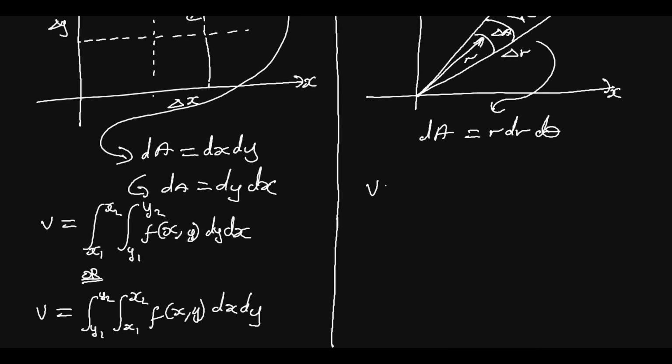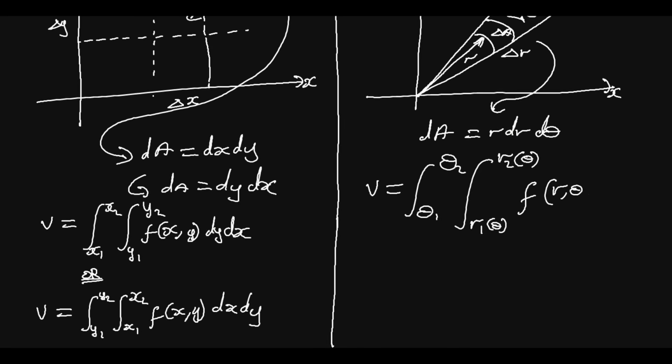So therefore for the polar form V is equal to the integral with theta always outside, from theta 1 to theta 2, then r from r1 to r2, which could be a function of theta. Then the function here is therefore f of r, theta. Then you can say dA is r dr d theta. Okay, it doesn't change. Right, so this is what we have.